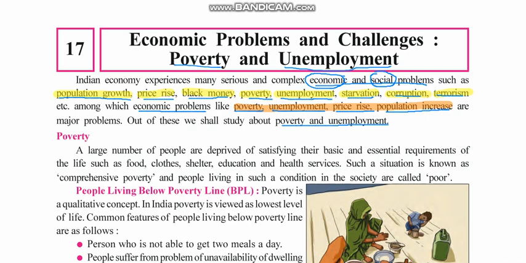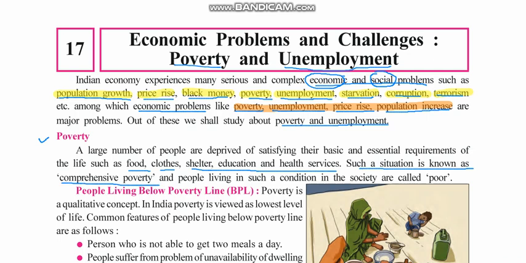So let us start. Poverty. A large number of people are deprived of satisfying their basic and essential requirements of life, such as food, clothes, shelter, education, and health services. Such a situation is known as comprehensive poverty.